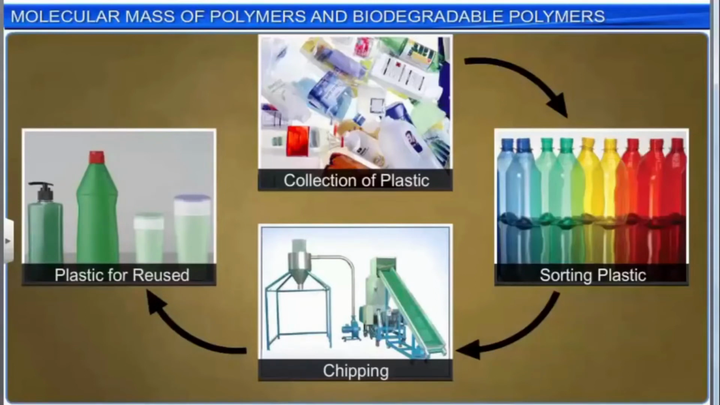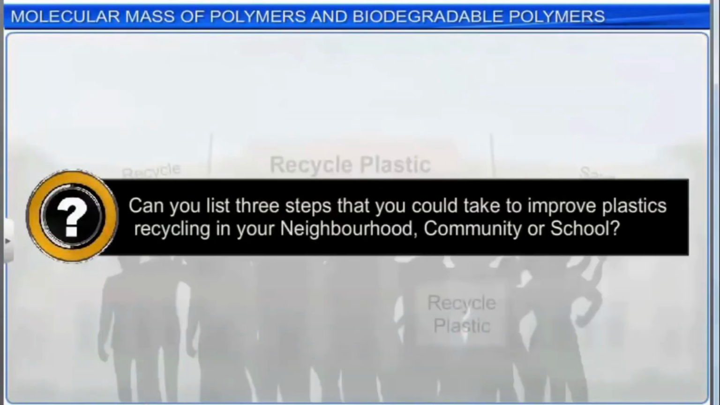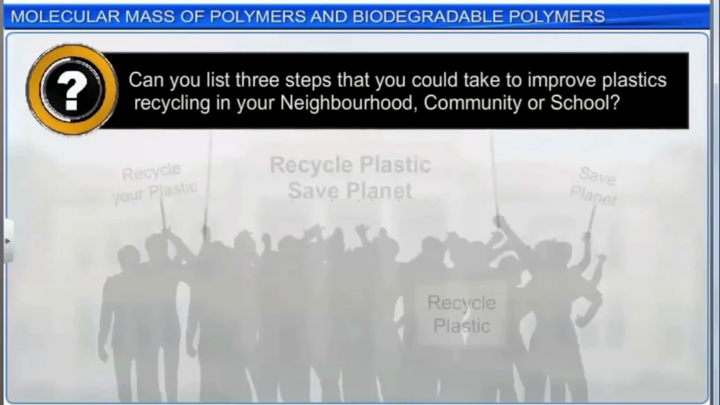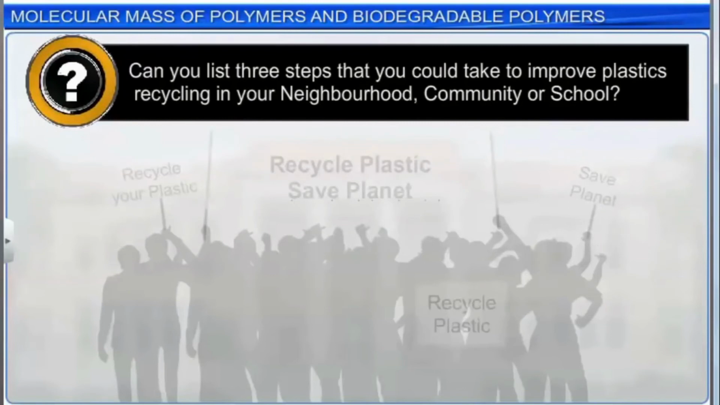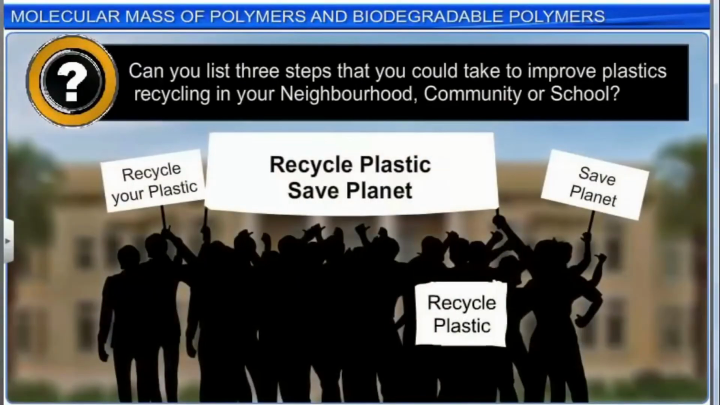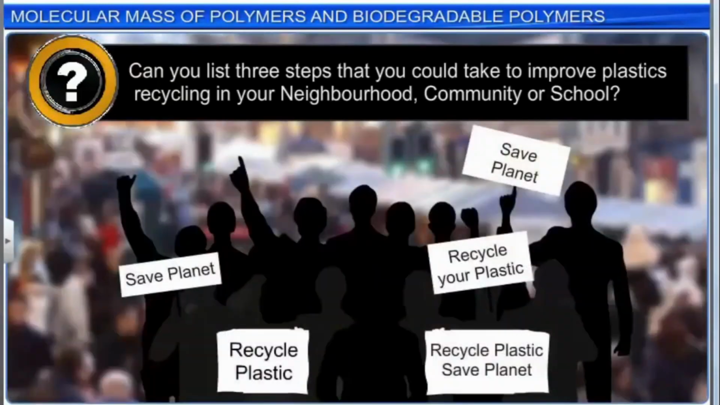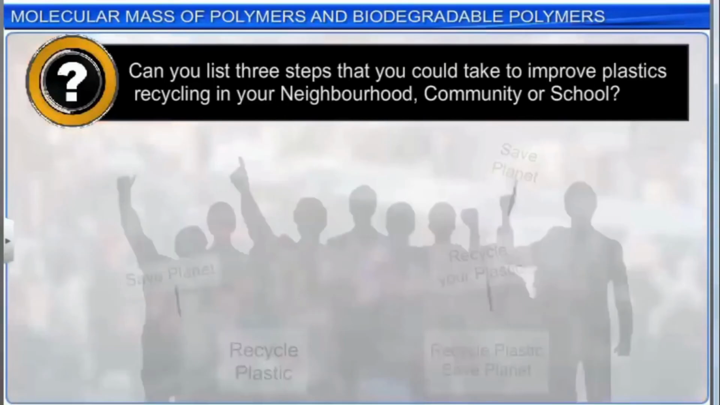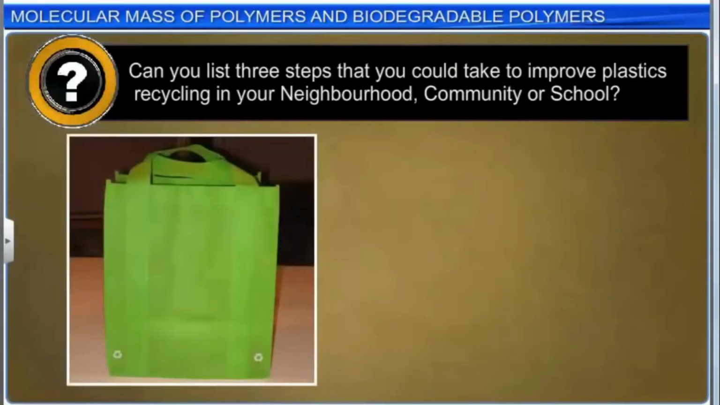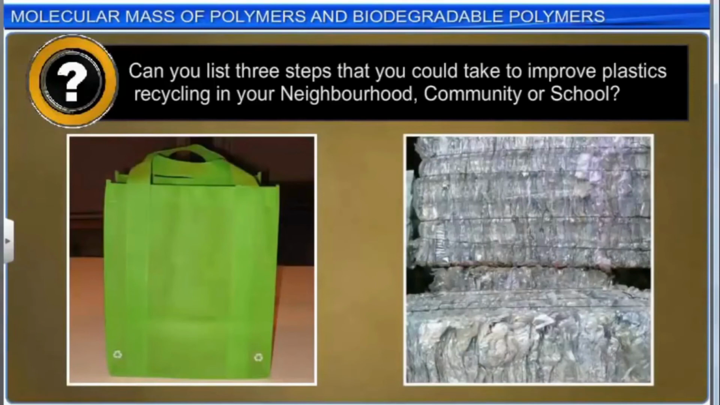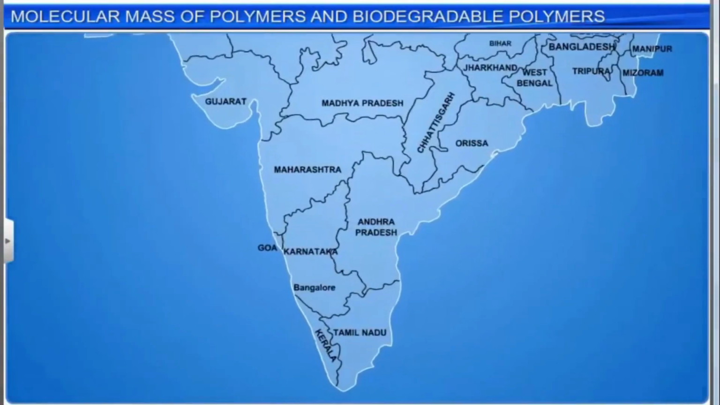Can you list 3 steps that you could take to improve plastics recycling in your neighborhood, community, or school? There are many ways that you can do this. Here are some suggestions. You could organize recycling collection stations in your community or at school. Encourage local merchants to participate. They could sell reusable bags and collect plastic bags for recycling. One company in Bangalore uses discarded plastics to make roads.